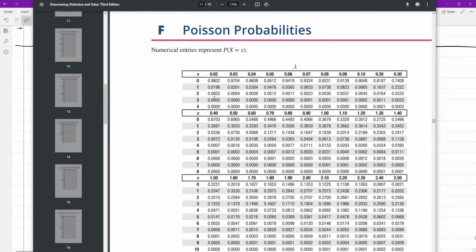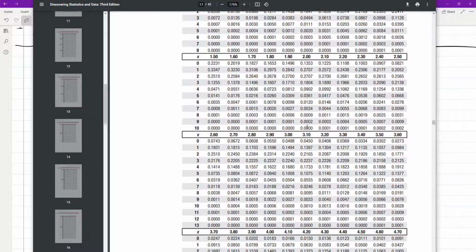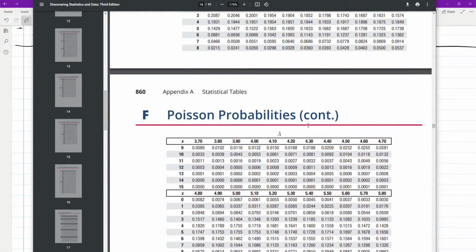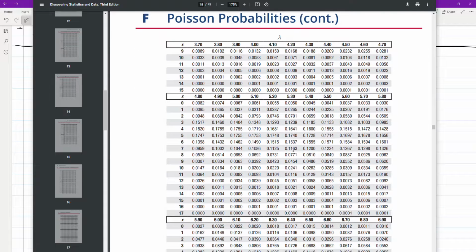can go here to table F, and look at these lambdas here. They go up 0.01, 0.02, 0.03, 0.04. We got to go all the way to 5.0. Alright, so here is 5.0.